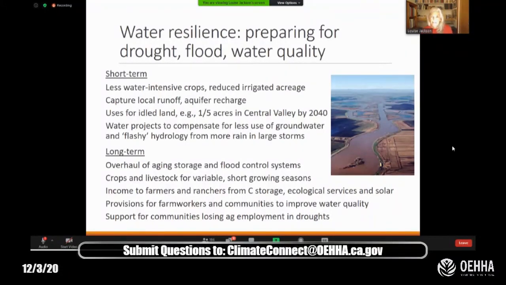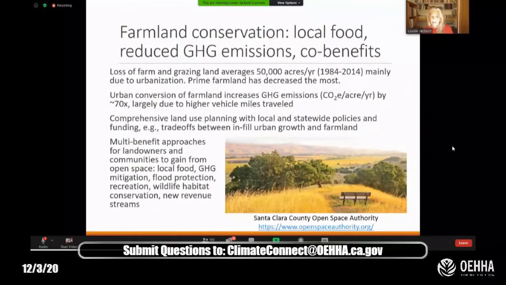The third topic is farmland conservation. Right now, loss of farm and grazing land in California averages 50,000 acres per year, and it's mainly due to urbanization. Unfortunately, prime farmland has decreased the most. That's because the small communities in agriculture have typically been placed or settled in prime farmland. Urban conversion of farmland increases greenhouse gas emissions by about 70 times. And that's largely due to higher vehicle miles traveled.